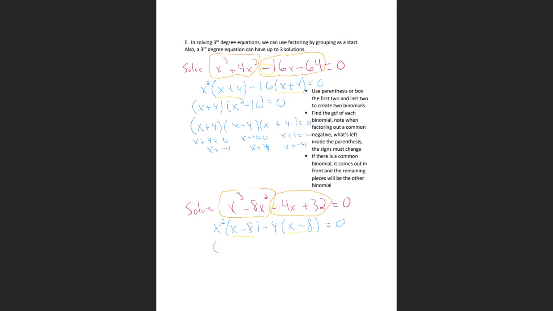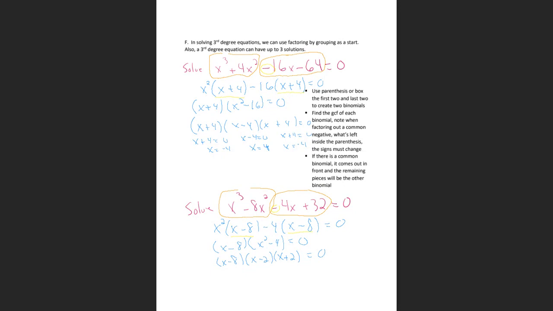So I'm going to pull the x minus 8 out, and then I'm going to have this x squared minus 4. Notice how again it's a difference of squares, because 2 squared is 4. So the x minus 8 is okay, but the x squared minus 4 is factorable. It's a difference of squares. It's going to factor into x minus 2 times x plus 2.